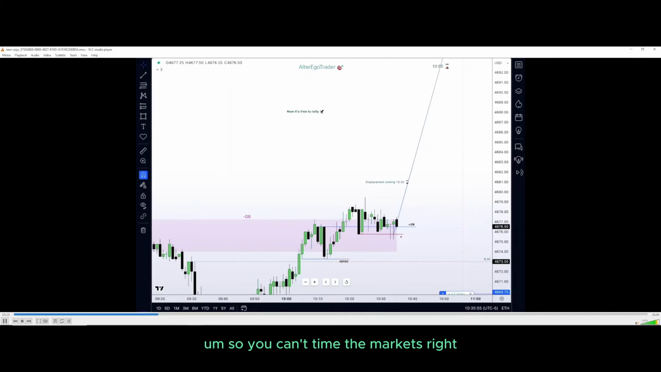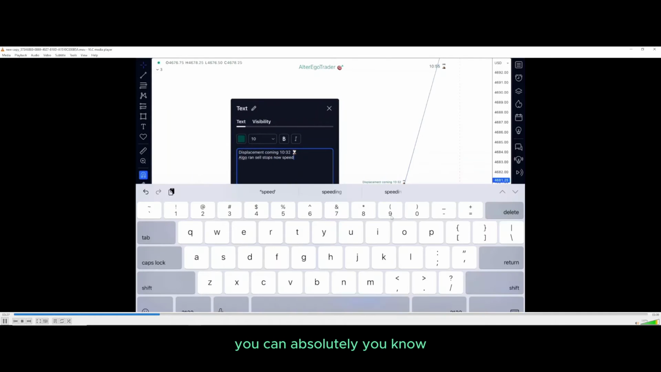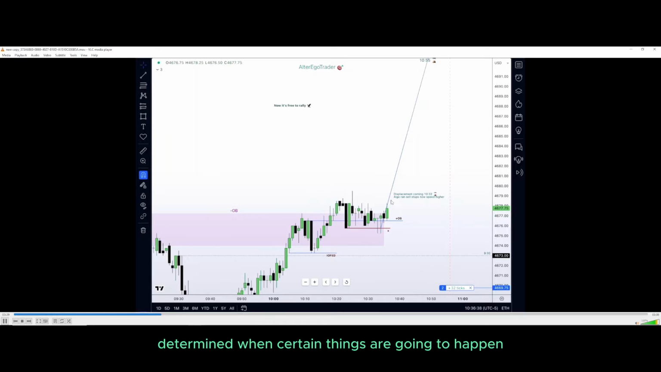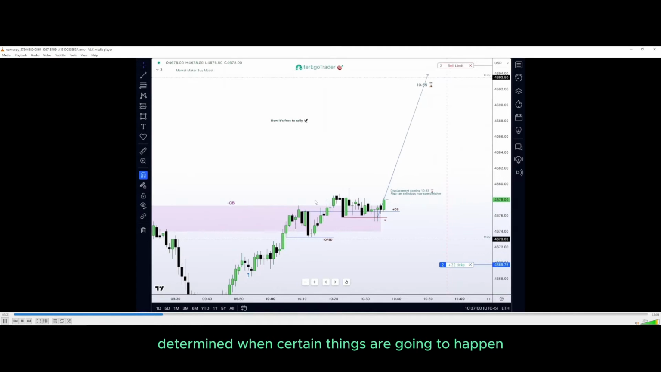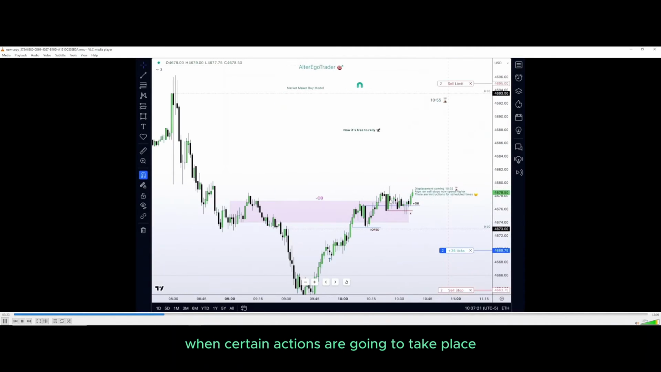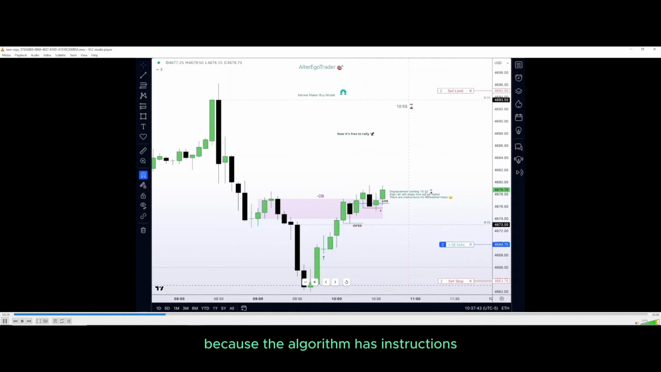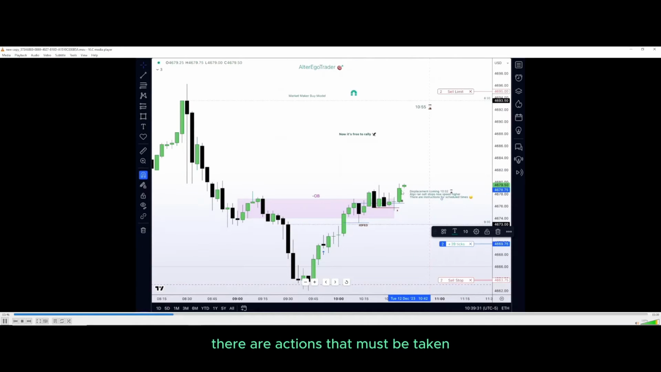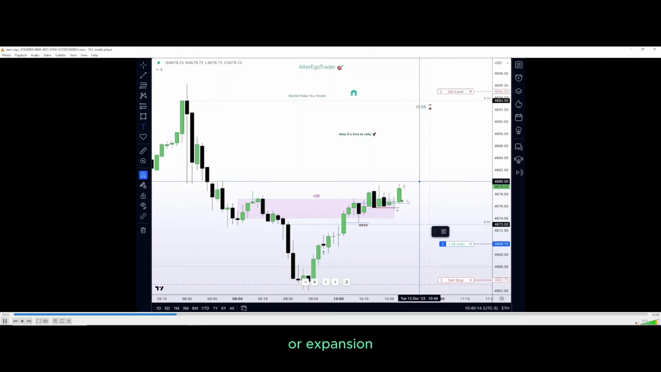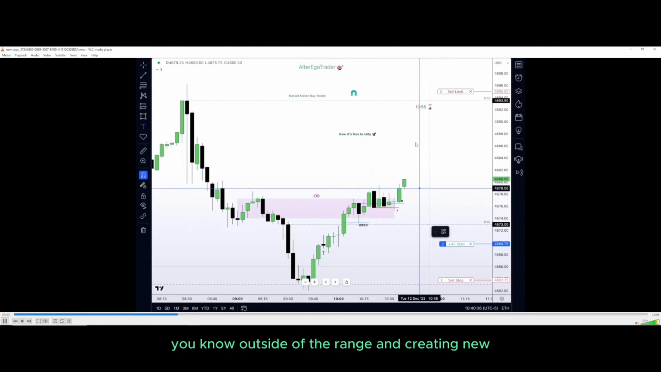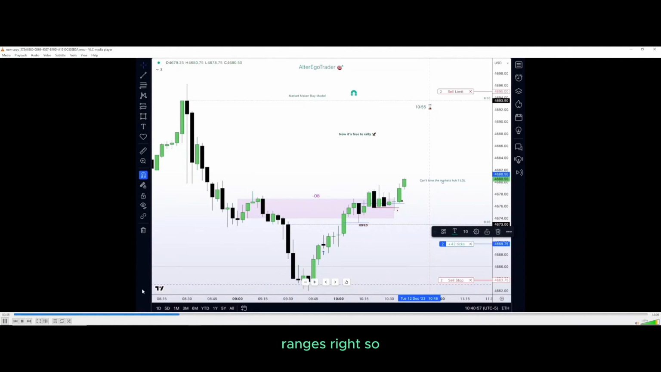So you can time the markets. You can absolutely determine when certain things are going to happen, when certain actions are going to take place, because the algorithm has instructions it has to follow. It has schedules and delivery times for price to get to certain levels. So in order for this to happen, there are actions that must be taken. There will either be price being held within a range or expansion outside of a range, creating new ranges.